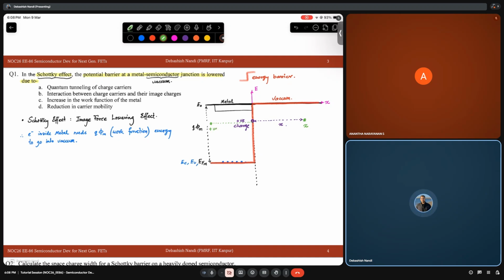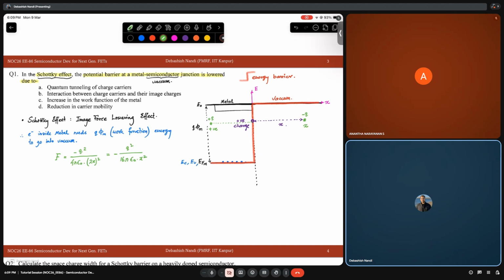You can consider this is my positive charge, and the force due to that will be the electrostatic force. Let's say this charge is minus Q, so this charge will be plus Q. So the force will be minus Q square divided by 4 pi epsilon 0 times twice of x whole square. So this will be Q square divided by 16 pi epsilon 0 x square.